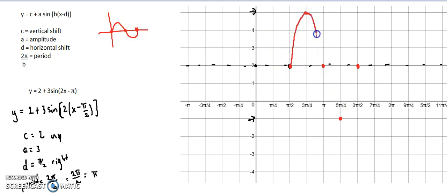and now we can fill that in. Okay, and we've got our sine graph from there.